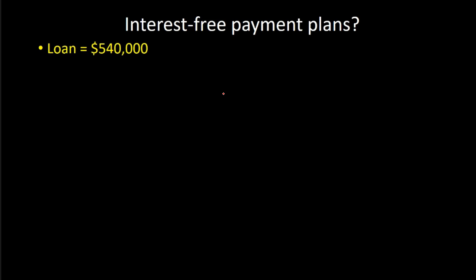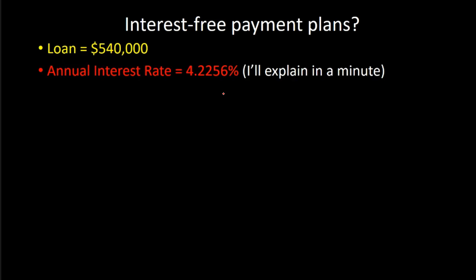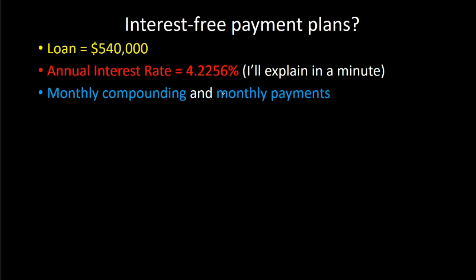So let's suppose you go to a bank and you say, look, I need a $540,000 loan. And the bank says, okay, the annual interest rate that we're going to charge you on this loan is 4.2256%. It's a weird number, but bear with me. Let's suppose the bank further says that we're going to ask you to make monthly constant payments, and the interest rate is being compounded monthly.